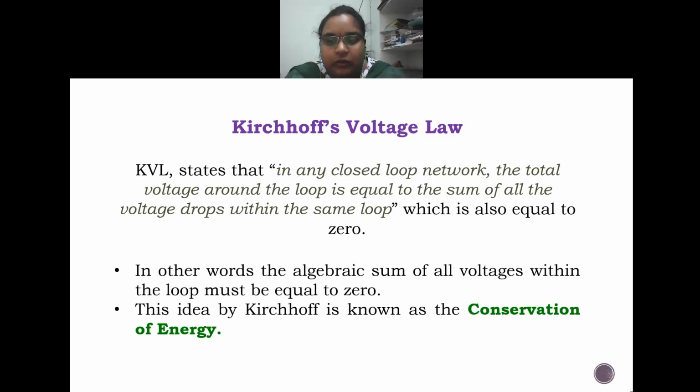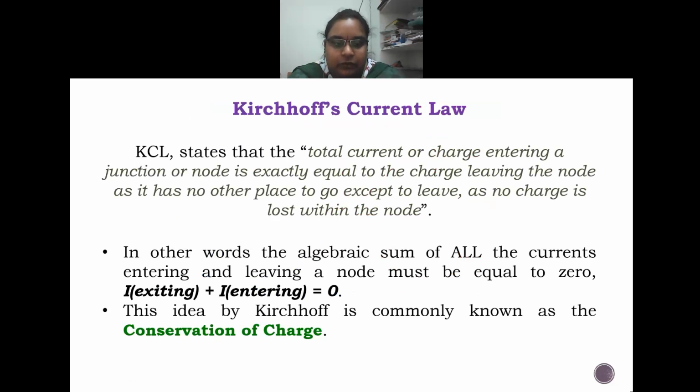This idea is known as conservation of energy. The above idea, that is the KCL, is known as the conservation of charge, where all the currents entering a node will be equal to the currents leaving the node. That is the first one, Kirchhoff's current law.